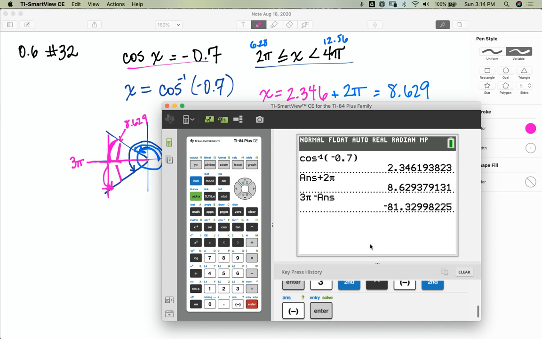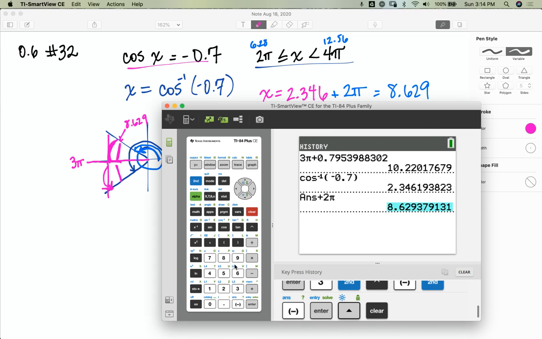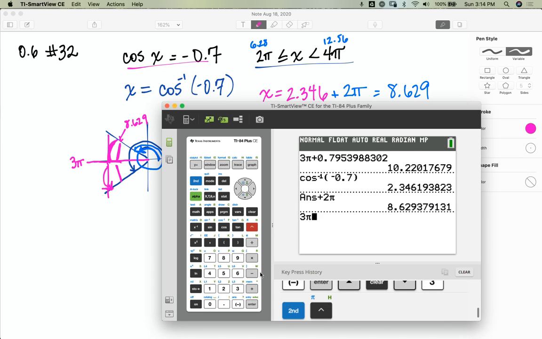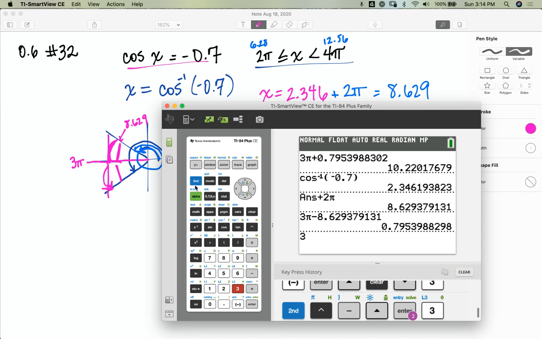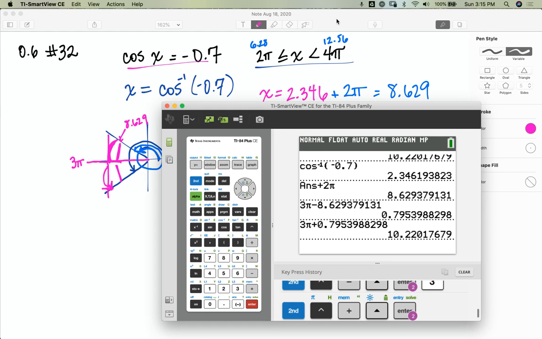And hit enter. So, that wasn't our previous answer, was it? Let's try that again. Let's go 3 pi minus this number. So let's try that. Okay, 0.795. And then what we want to do is take 3 pi, which is that negative x-axis, and then add this space that we found here, this angle measure that we found there, and we get about 10.22.